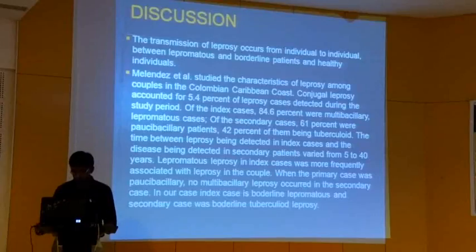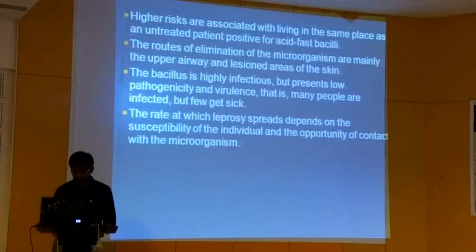The time between the leprosy being detected in the index case and the disease being detected in the secondary patients varied from 5 to 40 years. Lepromatous leprosy in the index case was more frequently associated with leprosy in the couple. When the primary case was paucibacillary, no multibacillary leprosy occurred in the secondary cases. In our case, the index case, that is the 55 years old male patient, had borderline lepromatous leprosy, and the wife had borderline tuberculoid leprosy, and the second son had borderline lepromatous leprosy.